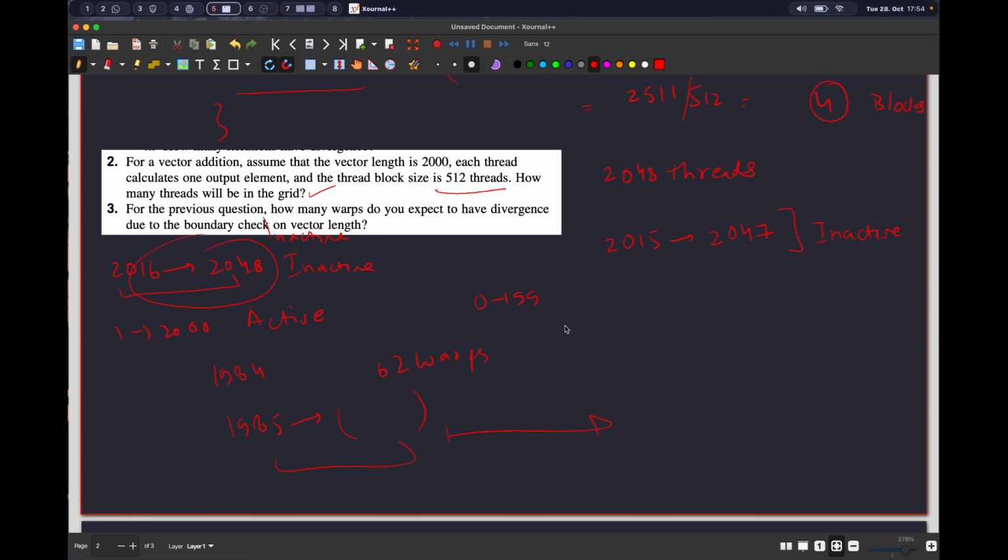So what is 1985 plus 32? It is 2015. I mean, we are not adding it to 1985; add it to 1984 and subtract 1 to calculate the final index. So 1985 to 2016 will show divergence, because the first few elements will be following the if condition, and some of them will be in the else block. So I hope you understand.